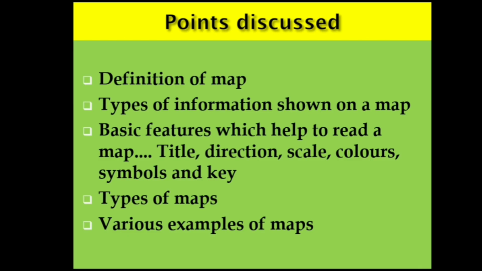So the points discussed in this video are the definition of map, types of information shown on a map, basic features which help us to read a map like title, direction, scale, color, symbols, and key. Then types of maps, in which I have explained political map, physical map, and thematic map, and various examples of thematic maps. So I hope you have understood about the map very well, and you will follow these points when you read any map.